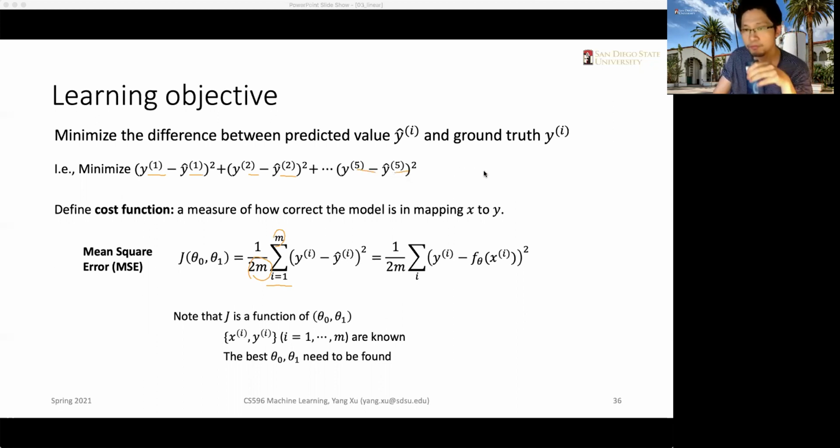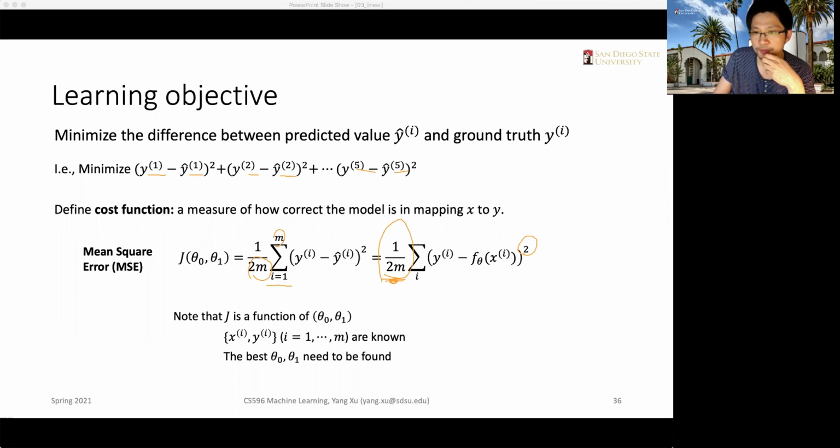Professor, do we also need to know why this is 1 divided by 2m and why not m only? Yeah, I think that will be easier to understand in the next lecture. When we take the derivatives of the cost function, the 2 will cancel with a constant here, so that makes things more beautiful. I see the same question in the chat.